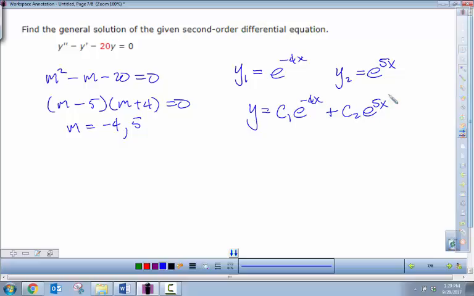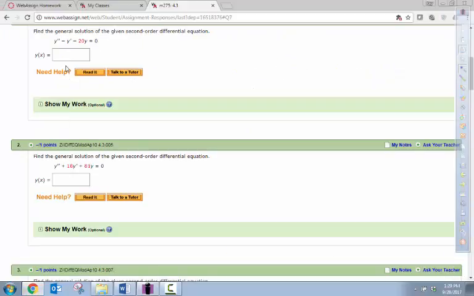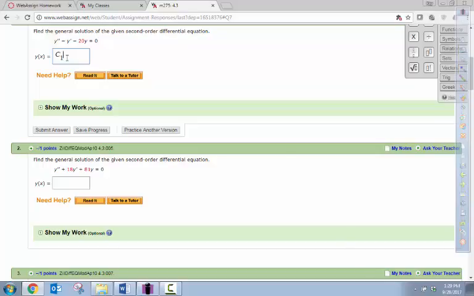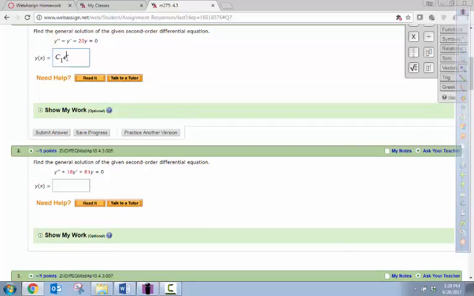Okay? And if all they want is a general solution, then I think you're done. So let's check our answers. C1 e raised to the minus 4x plus C2 e raised to the 5x.